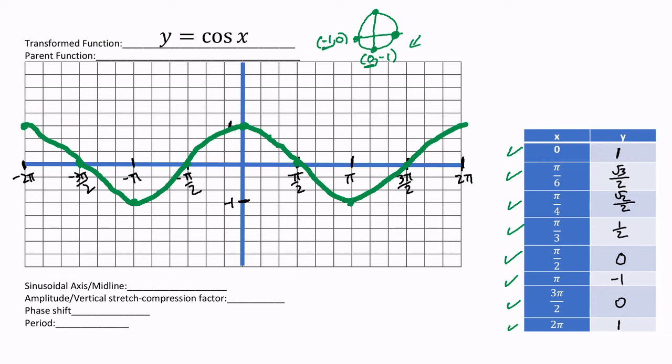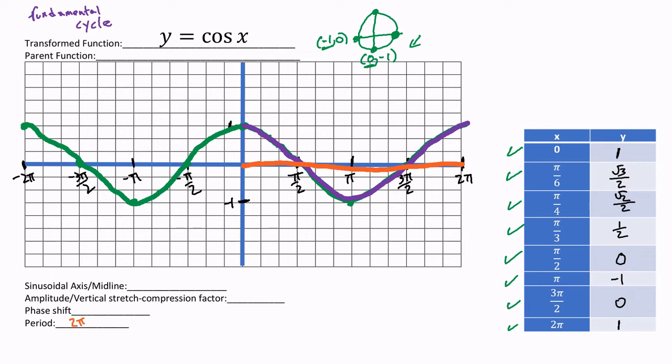Alright, so we know that we have a fundamental cycle here, just like last time. Our fundamental cycle is the part that we can copy and paste to make the rest of our graph. So here's our fundamental cycle. The period is how long it takes for that to happen. So we go from 0 to 2 pi to make that happen. So we're going to say that the period on this one is also 2 pi.